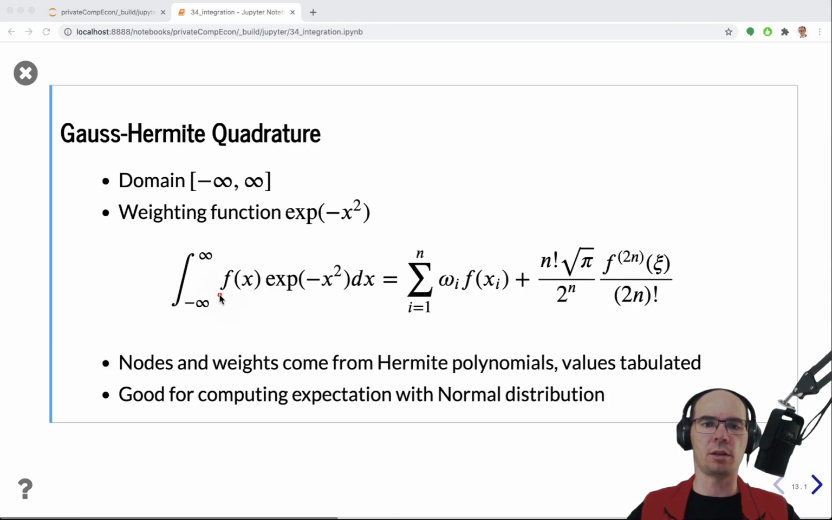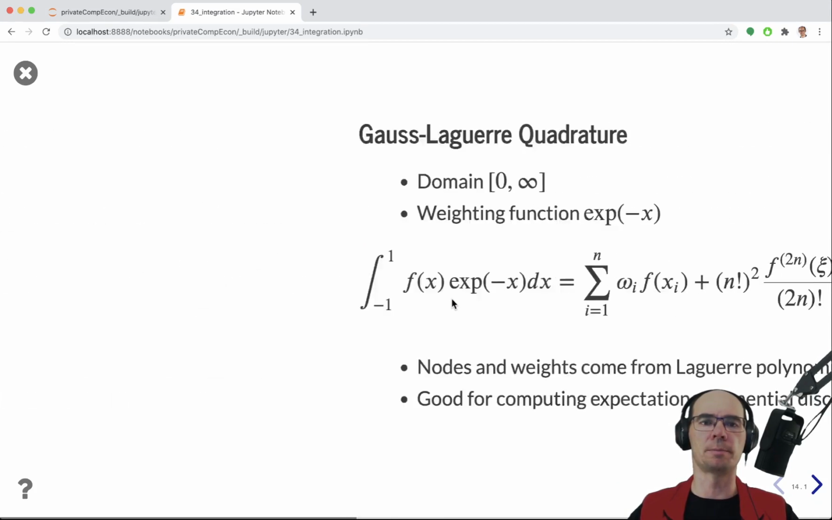We can imagine that we have to calculate the expectation of this f of x, where x is distributed normally, or a linear function of x. Then we can do a change of variable and have the normal density in here, and then this becomes very convenient for calculation of these expectations with normal distribution. Values are again tabulated, the values for the quadrature points and the quadrature weights that we would use here.